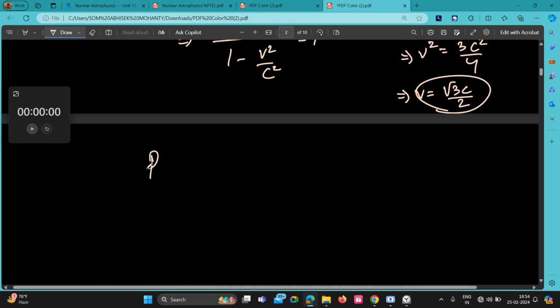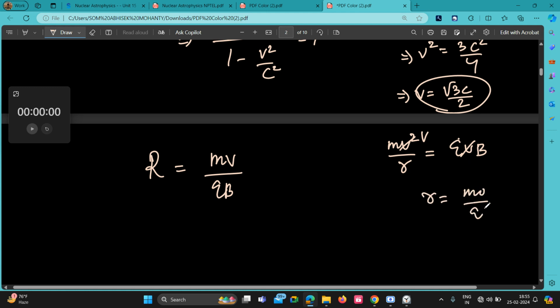We know the radius formula in this kind of situation is mv by qB. Right, mv by qB. How did this come? mv square by r is equal to qvB. From there it came. The v cancelled out, r goes to that side, so r is equal to mv by qB. So here r is given as capital R, so capital R is mv by qB.